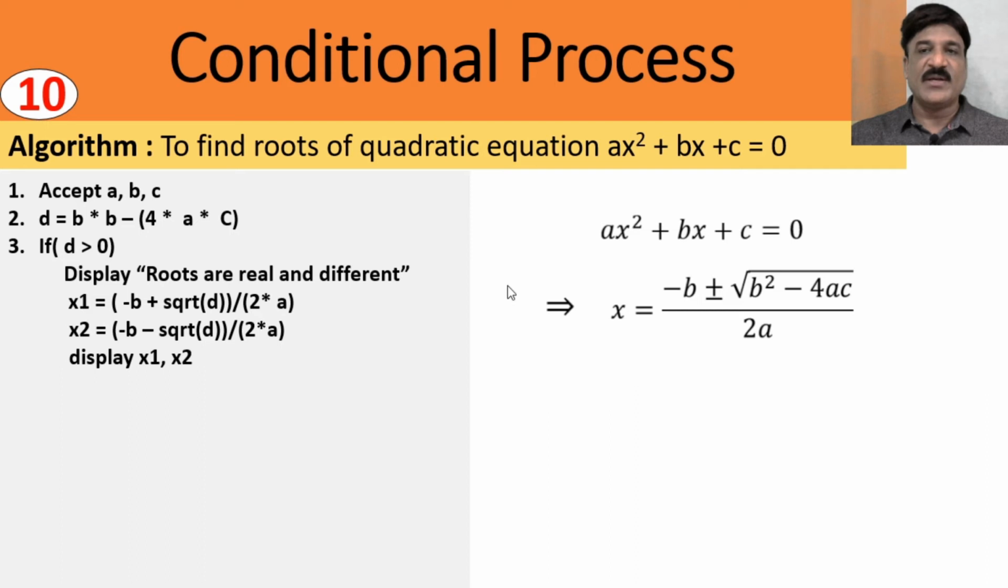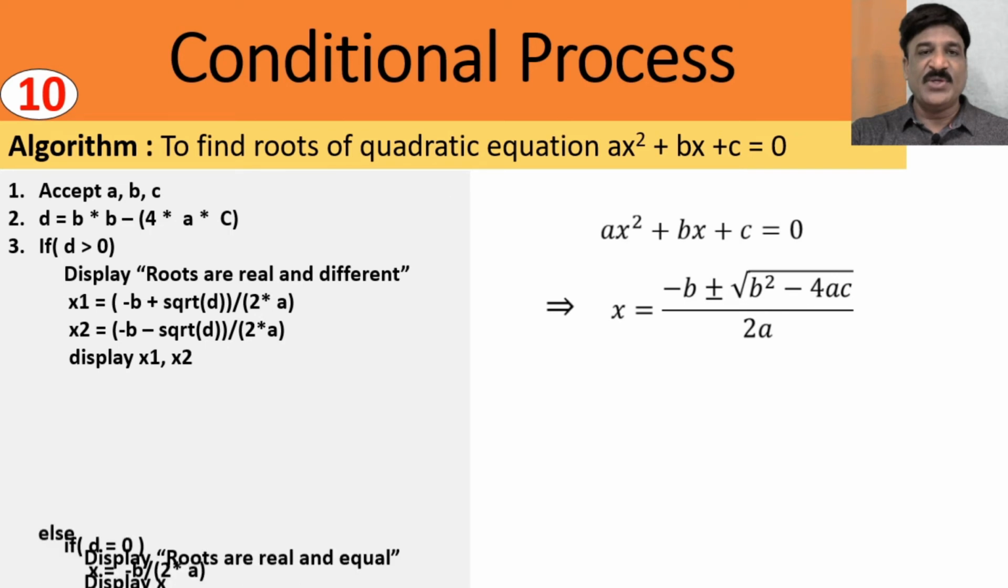So x1 is equal to what? Minus b plus square root of b square minus 4ac, whole divided by twice a. And the second root will be minus b minus square root of b square minus 4ac, whole divided by twice a. Now display both results, that is x1 and x2. This is when the value of d is greater than 0.